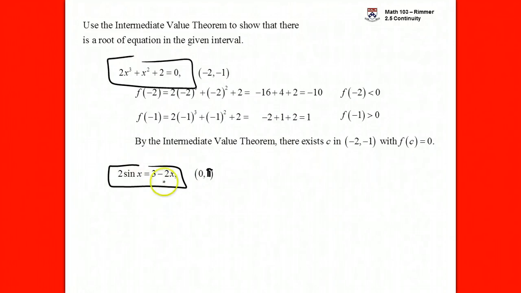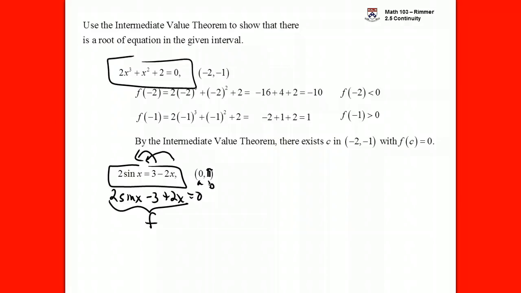Either way, I know it makes more sense to only move one term, but for some reason I want to move both of these over and call it 2 sine x minus 3 plus 2x. That's my function f. Do the same thing. A is 0, b is pi. Okay. What is f of a?